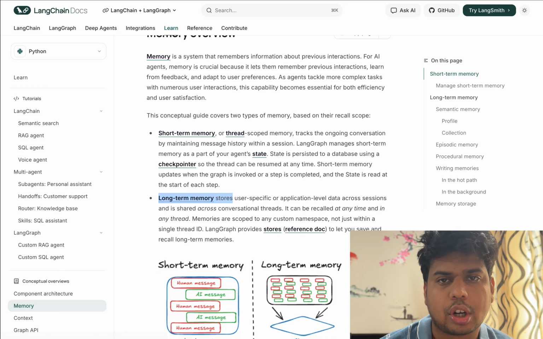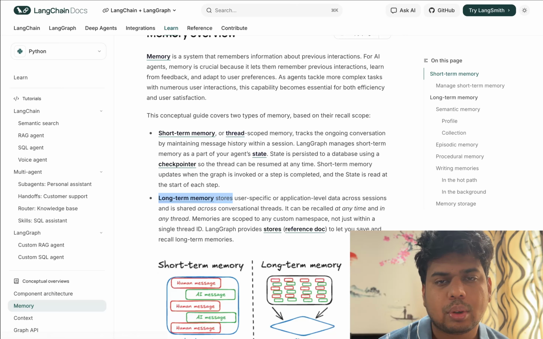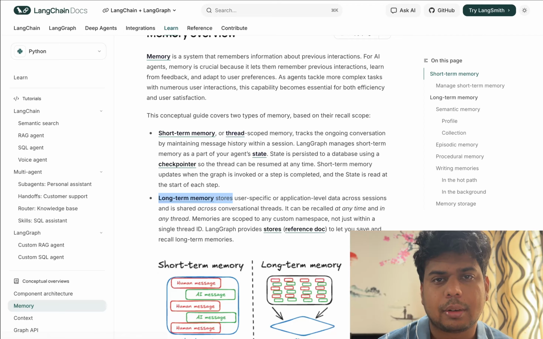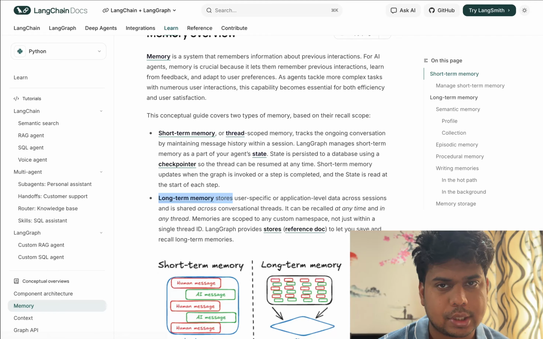So what is short-term memory? Short-term memory is memory per session. Basically, when you go to ChatGPT and open a chat, whatever you chat, the memory specific to that chat is short-term memory. It is specific to that session. Everything you chat in that specific session is short-term memory.